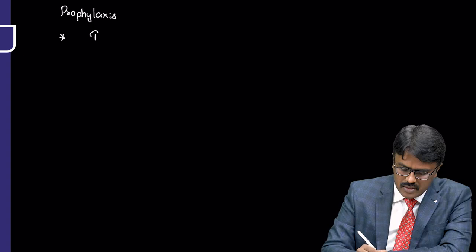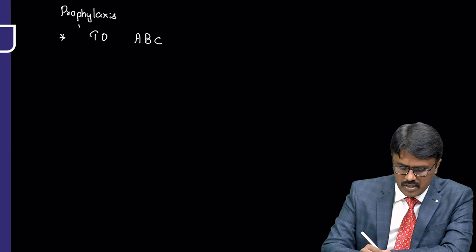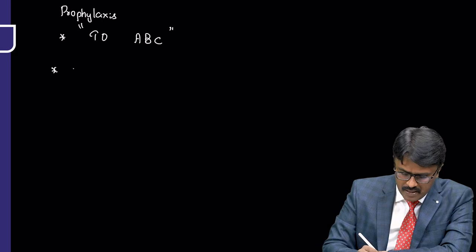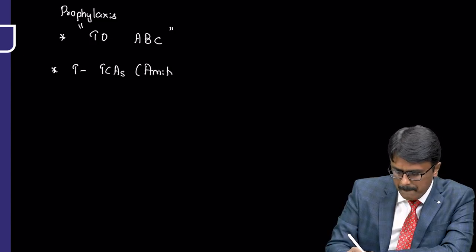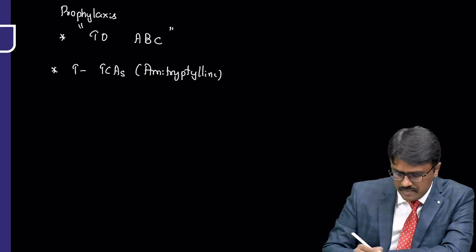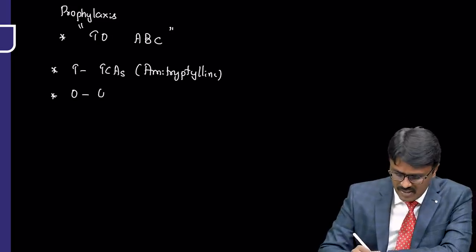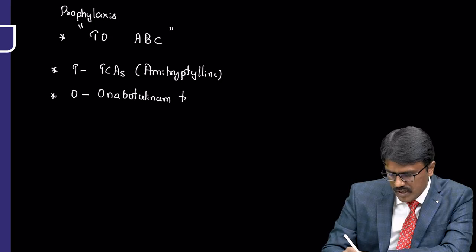The mnemonic for that is 2ABC drugs. So the mnemonic is 2ABC. What is that? T for the tricyclic antidepressant, and the name of that is amitriptyline. O for a toxin, and you all know that toxin, it is called onabotulinum toxin A.